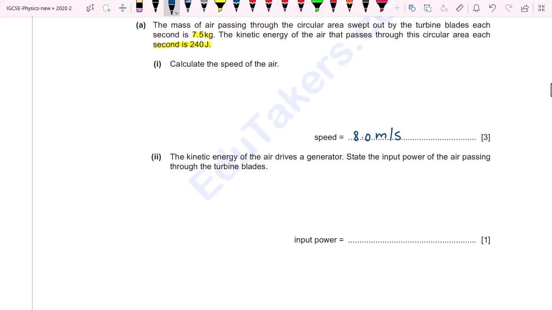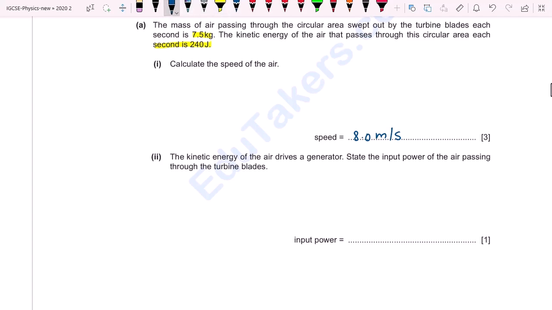kinetic energy of the air drives a generator. State the input power of the air passing through the turbine blades. Here we have to calculate the input power. So you can see from part A that the kinetic energy of the air that passing through this circular area each second is 240. This is the energy that passing through the circular area each second.